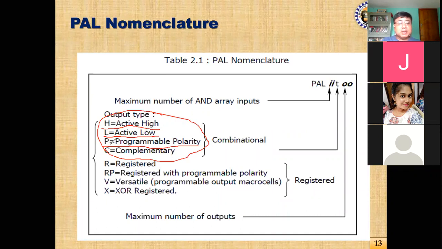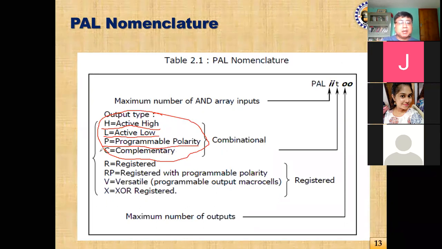And complementary means you will have both types of output at a time, like the complementary outputs we get in a flip-flop, Q and Q bar. Q and Q bar are complementary to each other. So this is the combinational part.